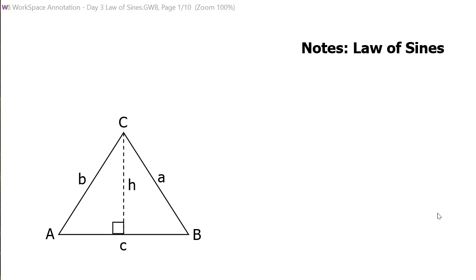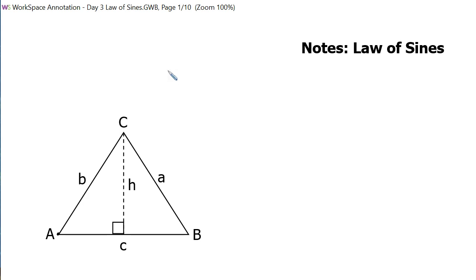Today we are learning the law of sines. This is a formula that you will have to memorize. But before I just give you the formula, we are going to derive the law of sines formula. So notice we have triangle ABC, and we are first going to look at this right triangle here on the left side.